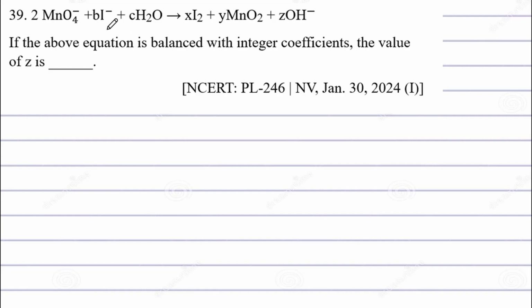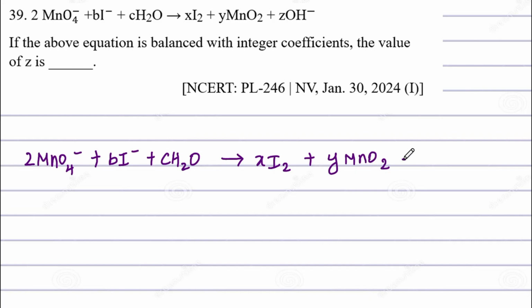2 MnO4- plus I- plus CH2O gives XI2 plus YMnO2 plus ZOH-. If the above equation is balanced with the integer coefficients, the value of Z is dash. So the given equation is 2MnO4- plus I- plus CH2O gives XI2 plus YMnO2 plus ZOH-. So already a balanced equation is given, but the numbers are not given. Instead of that, alphabets are given.